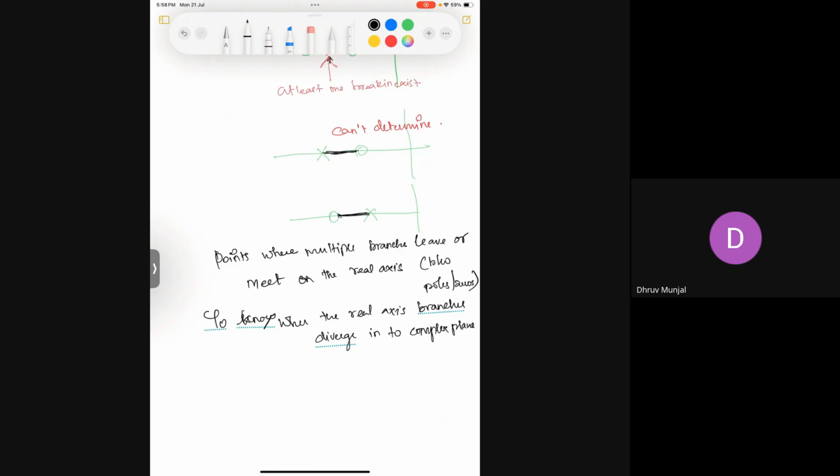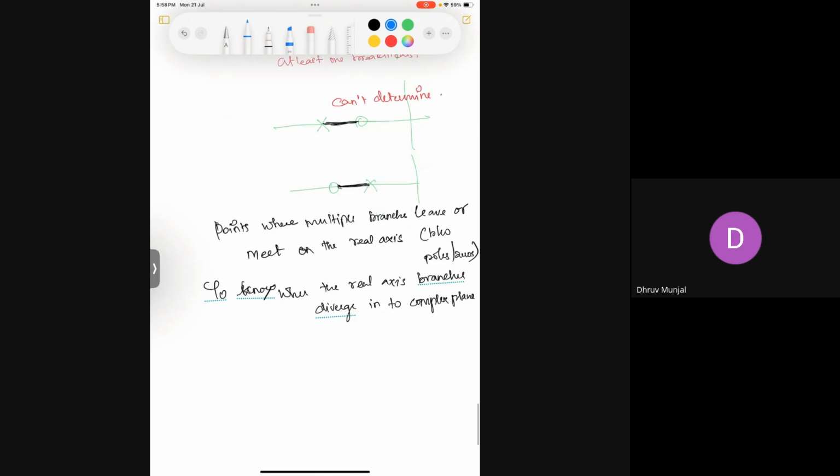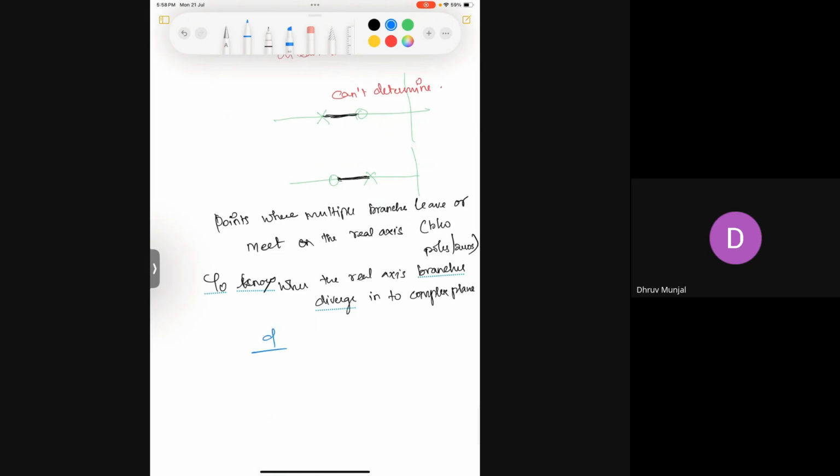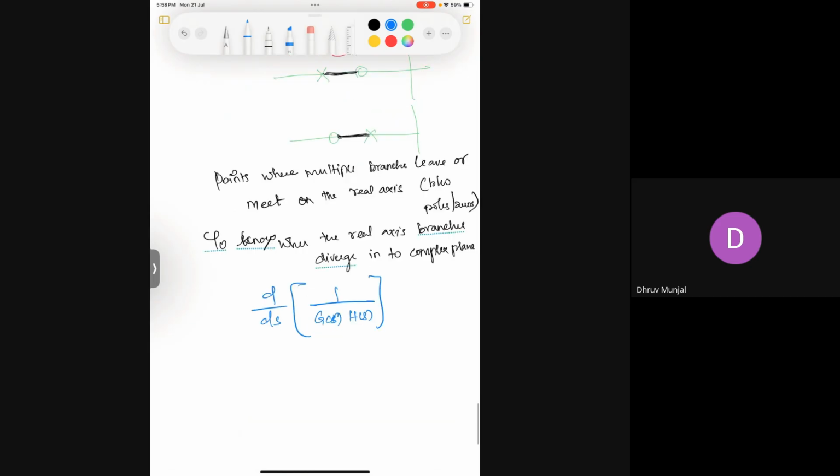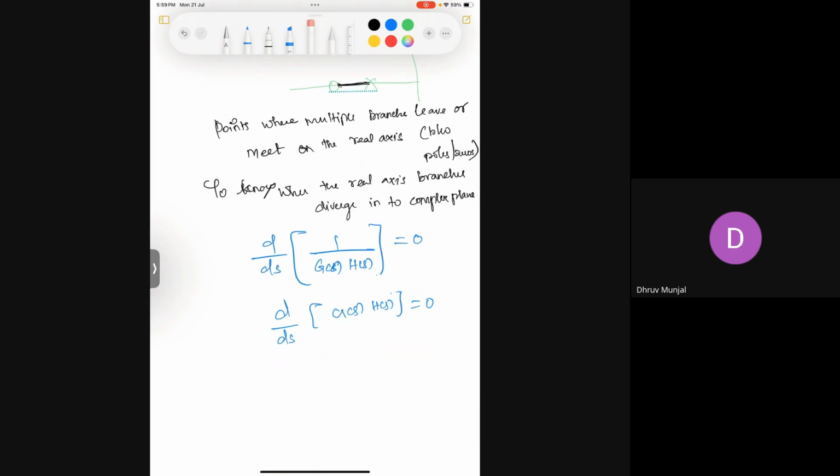Okay, then how to determine this is d by ds of the formula to determine this is d by ds of g of s into h of s, and it is equal to 0. Again, g of s into h of s equal to 0, because if you take this term here, this will again be the same. So we are just using d by ds of g of s into h of s equal to 0.